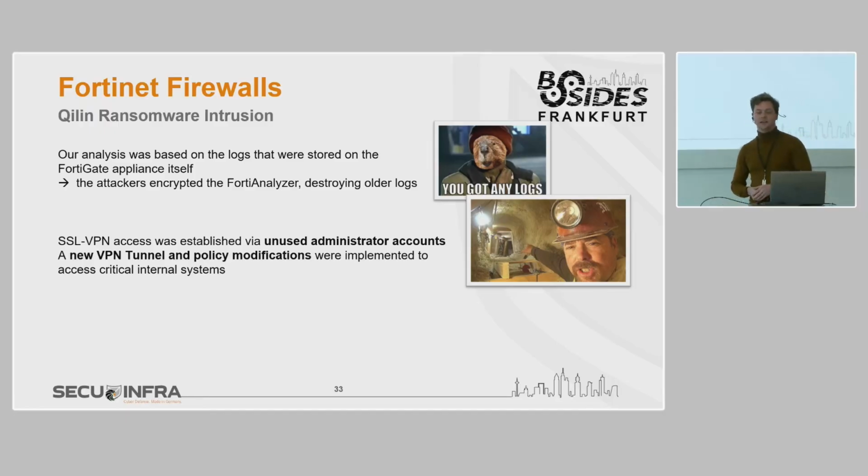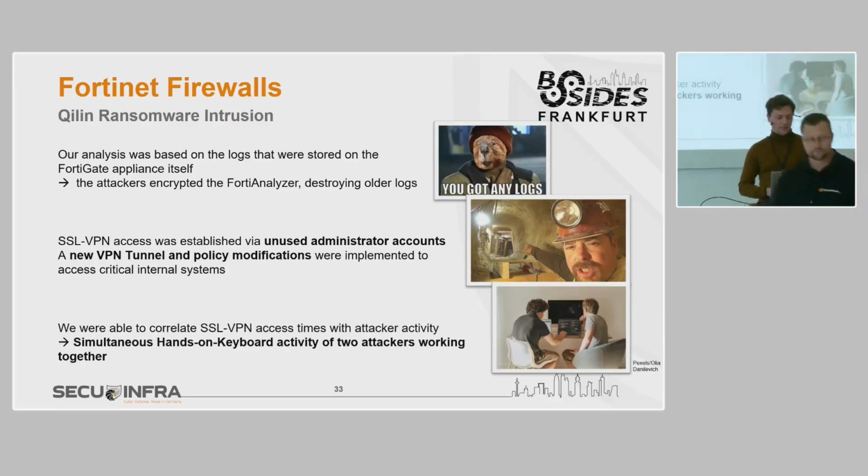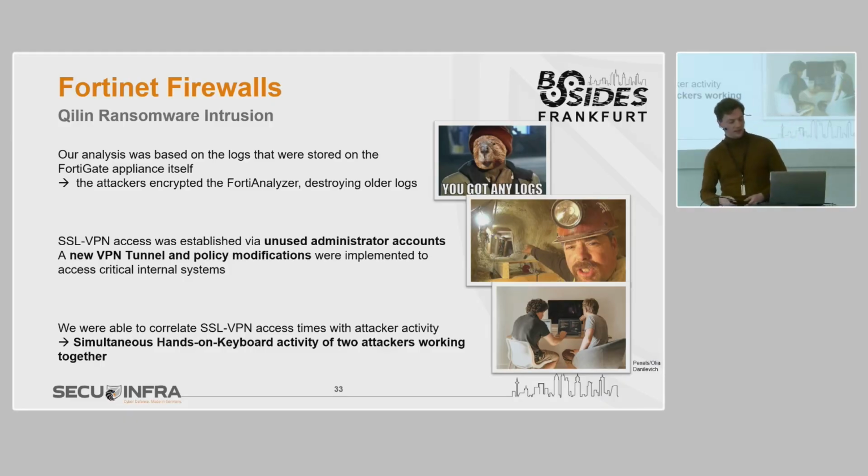Create new VPN tunnels and modified some policies to access critical systems from his VPN account. So then using some logs, like the FortiGate logs in the Defender for Cloud and the existing FortiGate logs inside the FortiGate itself, we could reconstruct the timeline a bit. So when was the attacker active and what was he doing on the endpoint, stuff like that.